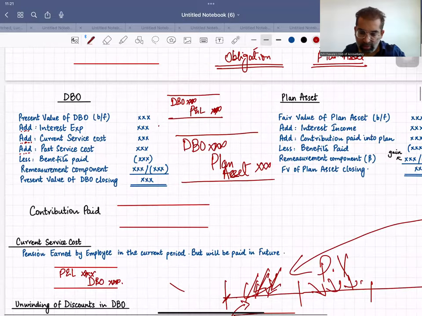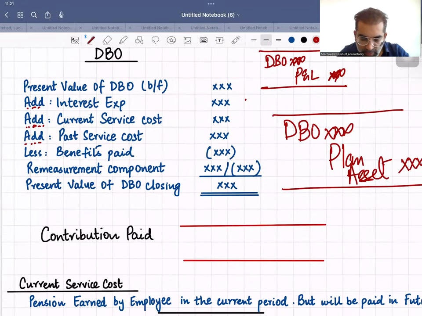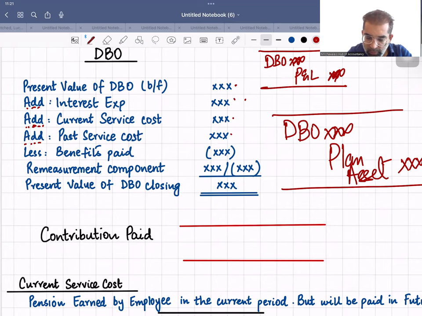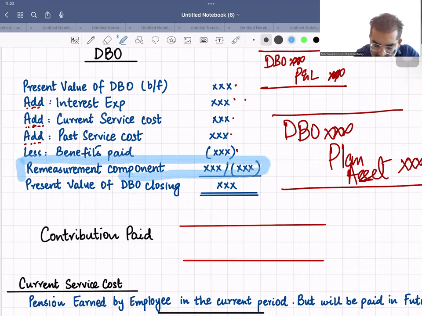Now we are very near to the success. Finally, we have done this: 1, 2, 3, 4, and 5. Five things I have told you. Now there is one special line. This I call a special line: remeasurement component. Sometimes I call it a special line.